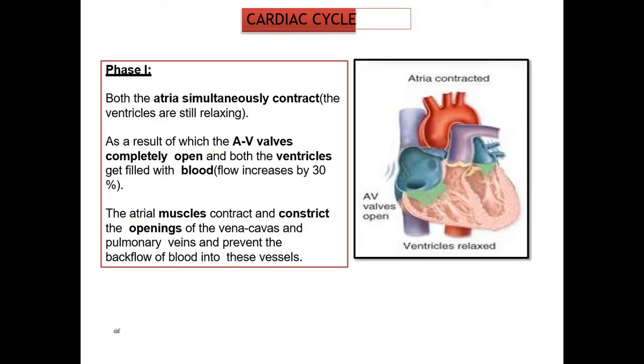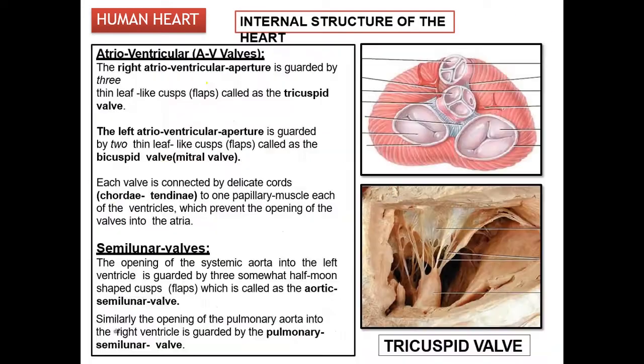Okay, now there are some valves, atrioventricular valves, or you can say AV valves. The right atrioventricular aperture is guarded by three thin leaf-like cusps. These are known as the tricuspid valve. So this tricuspid is nothing but an atrioventricular valve. Atrio means atria, ventricular means ventricles.